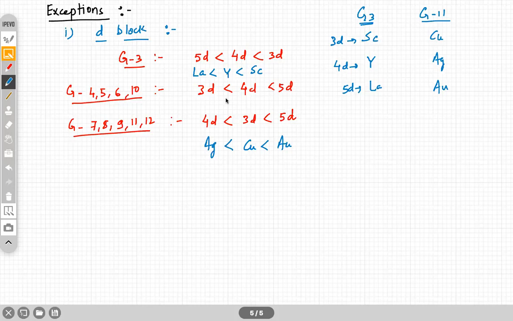So if you think of only one factor, the order should be what? Suppose I'll take only the size factor. Down the group, size decreases. Then Au should be least, Cu should be max. But that is not the case, because only the size factor is not here. There are multiple factors.